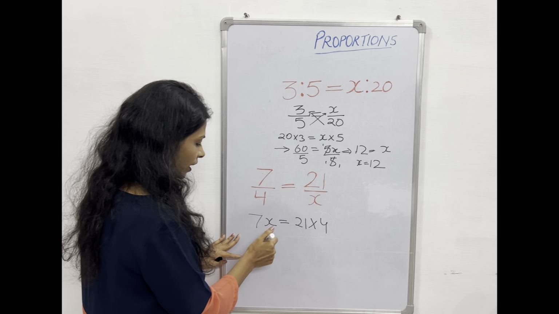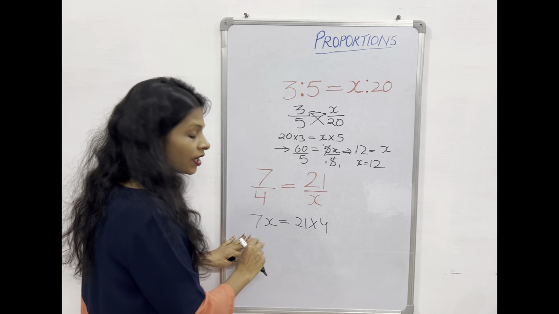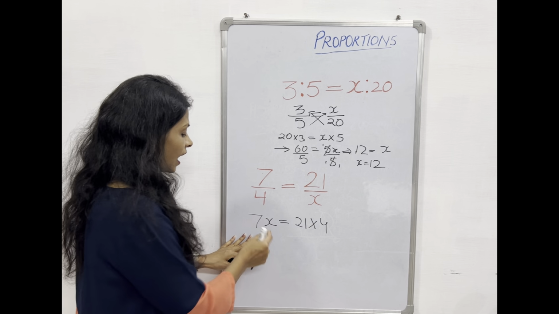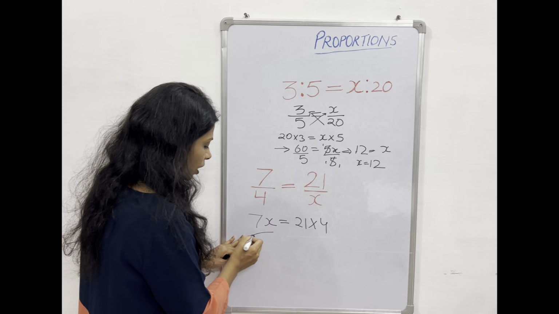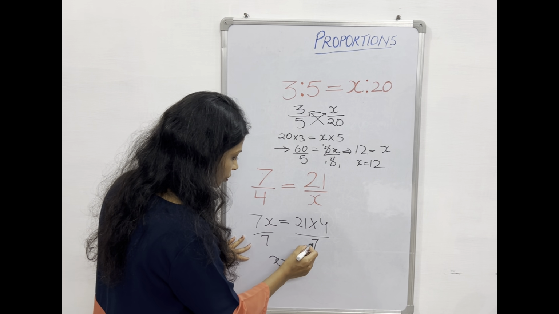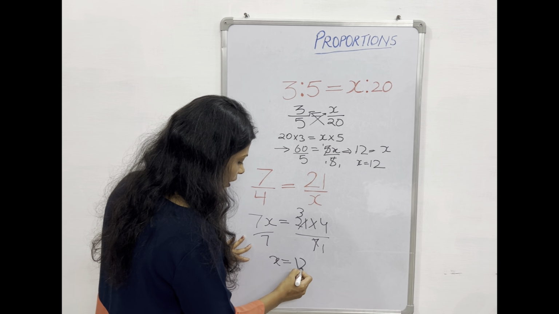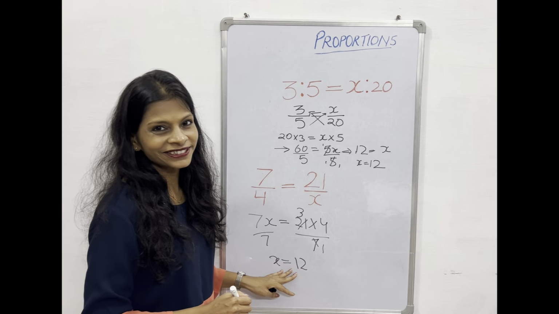Now to be able to find x, I have to make it the subject of the equation. Making the subject of the equation means I should have only x this side. So I will divide by 7 on both the sides. I will get x is equal to 7 times 1 is 7, 7 times 3 is 21, 3 times 4 is 12. My answer would be 12.